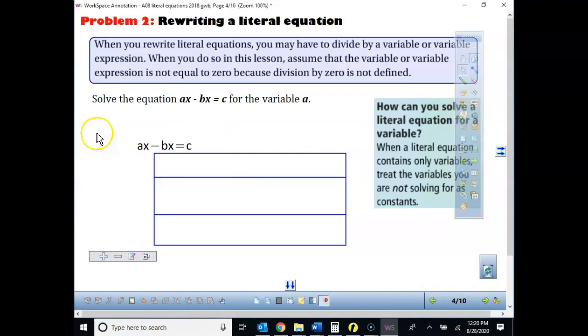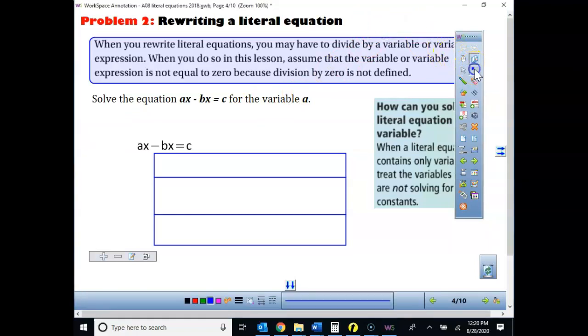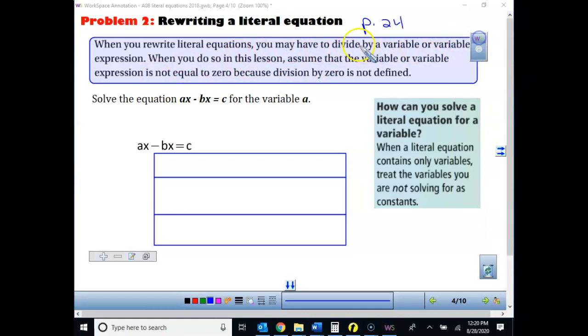As you are looking at the top of the next page, we are now on page 24. As I look at page 24, it asks me to rewrite a literal equation. It says I may need to divide by a variable or variables in an expression. So when you do this lesson, assume that the variable or variables in the expression is not equal to 0. Remember, this is key because division by 0 is not defined.